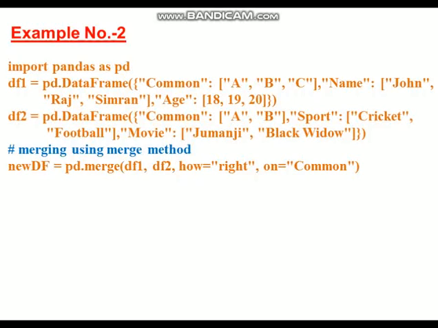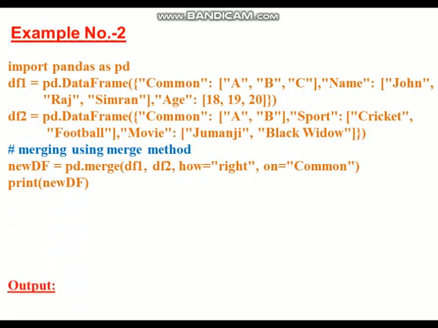That means I want df1 results after df2. So it doesn't matter what we write inside the function, either df2 or df1 first, but how decides on which side the values of both the data frames appear. So here, right is given, that means df2 appears on the right of df1, and the on parameter is used with the common column, like common, and after that the print statement is given here.